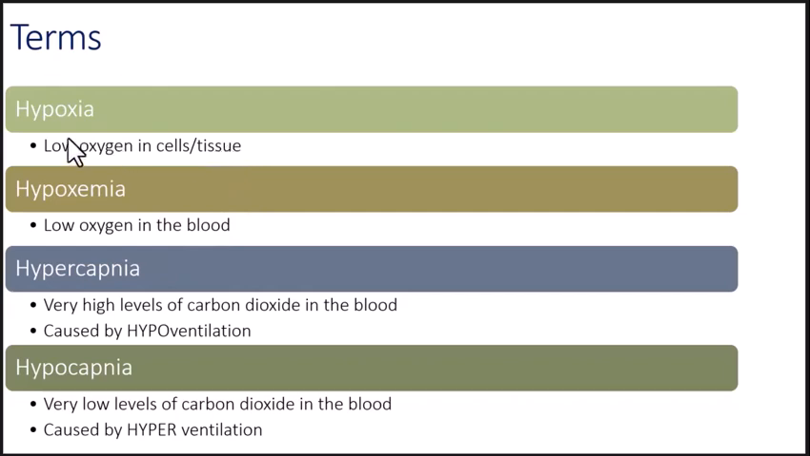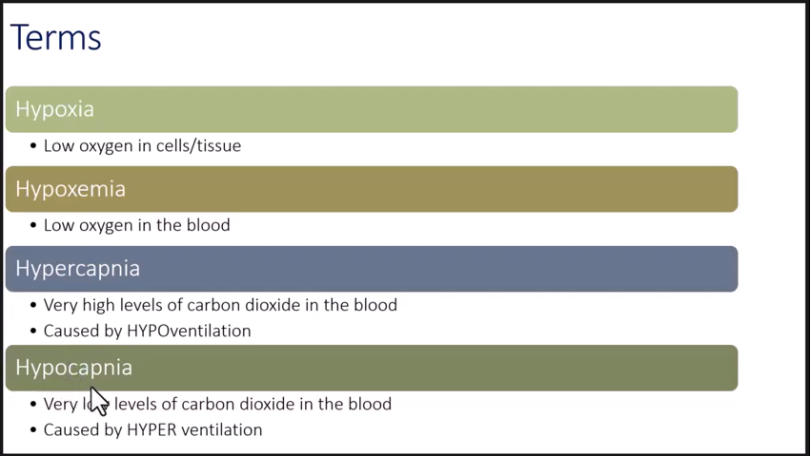As a side note, the term anoxic refers to no oxygen at the cell versus just a lower than normal amount. Hyper means more than, and capnia refers to carbon dioxide. So this is very high levels of carbon dioxide within the blood. And this is caused by hypoventilation. Because when a person is not breathing properly, they're not breathing fast enough or at a normal rate, then they can't breathe off that carbon dioxide, and so it builds up in the blood.